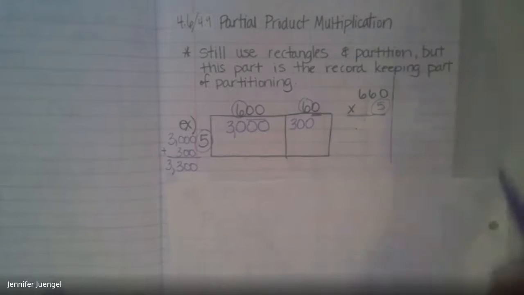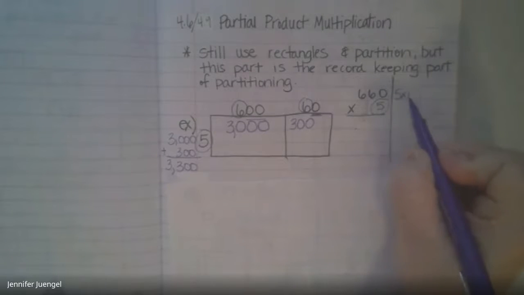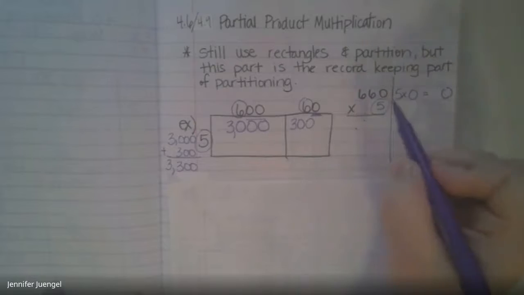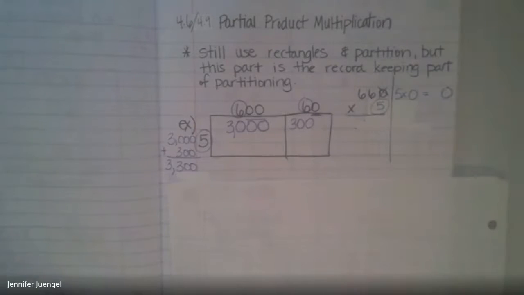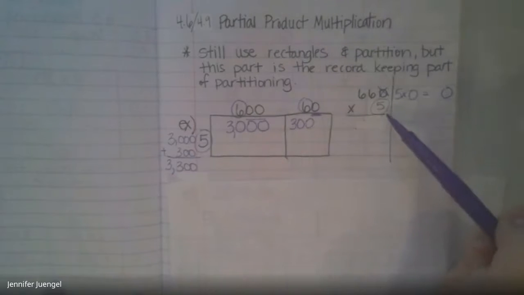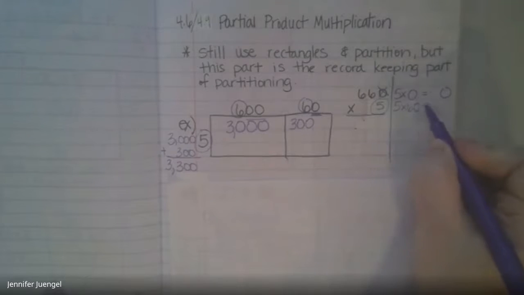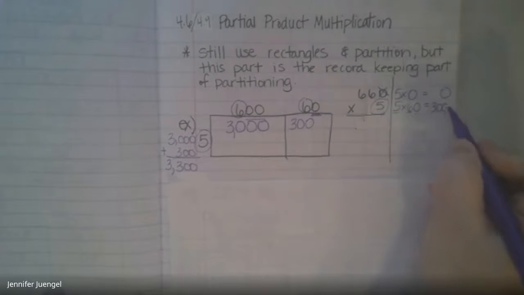So this is what it looks like. 5 times 0, 0 is in the ones place, equals 0. Now I'm done with the 0. I can cross that out and forget about it. Now I'm going to take my 5, and this value is 5 because it's in the ones place. I'm going to multiply 5 times 60 because the 6 is in the tens place. So even though the digit is 6, the value is 60. So my next problem is 5 times 60, which we know 5 times 6 is 30, and there's 1 more 0 to look at.